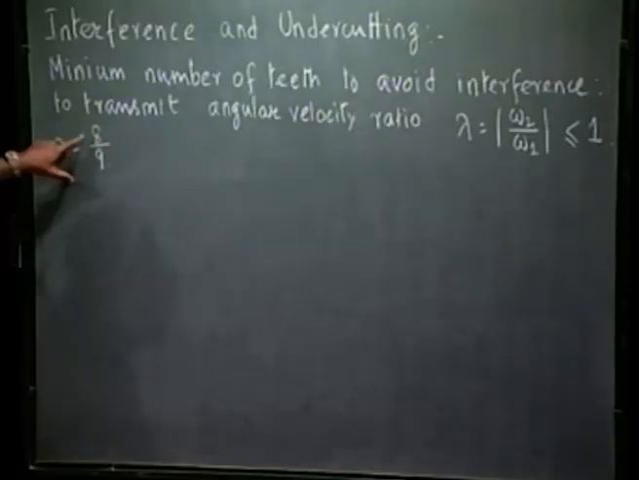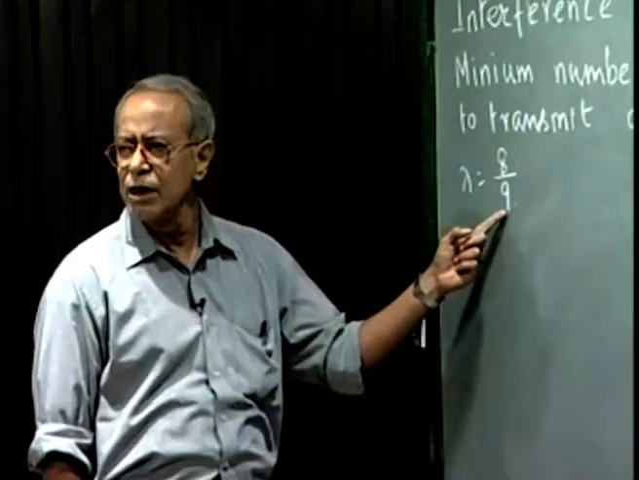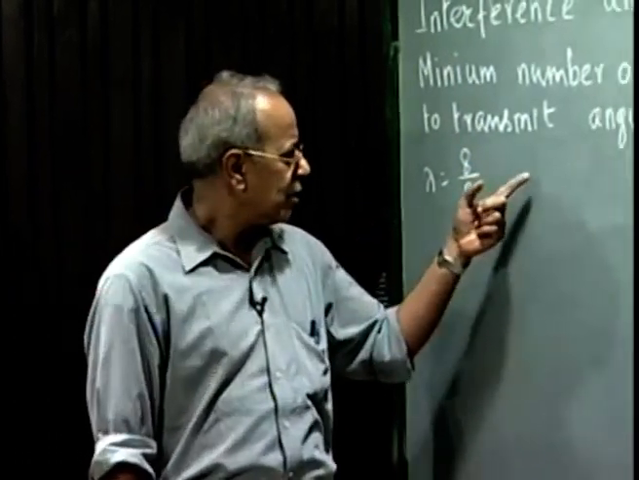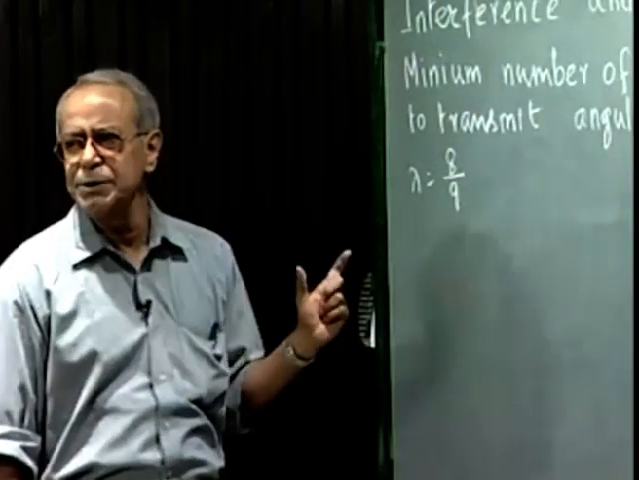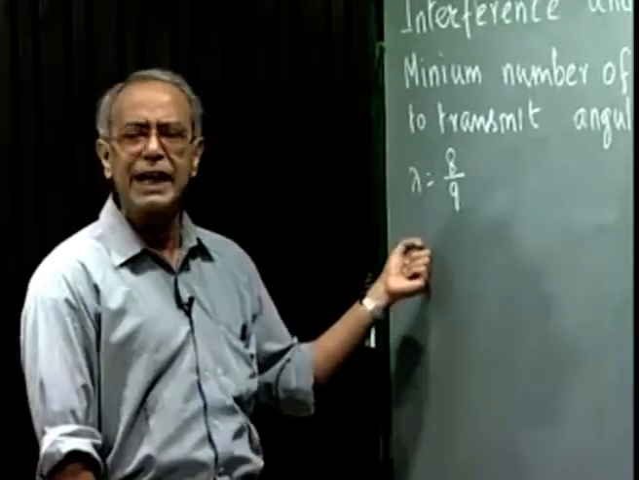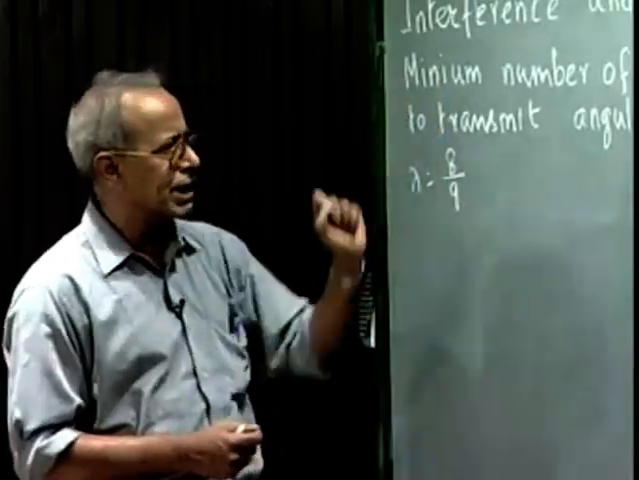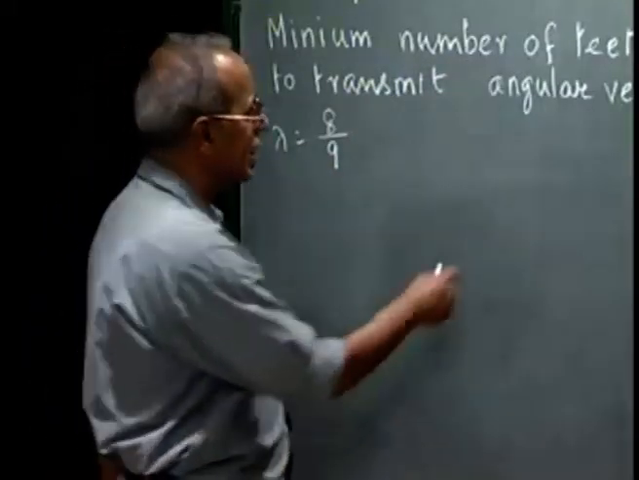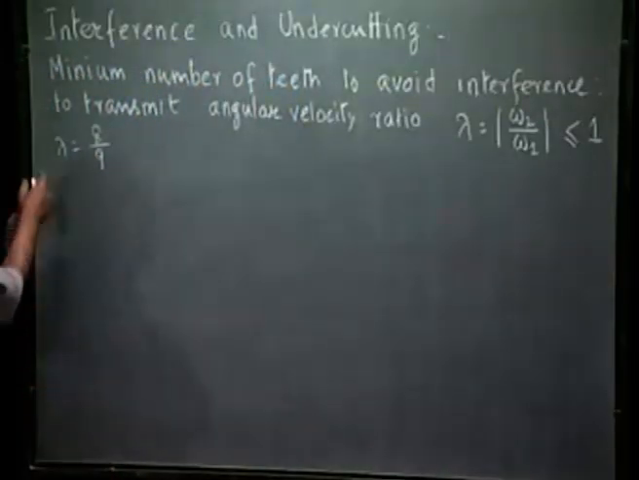Now to transmit an angular velocity ratio of 8 by 9, I can have 16 and 18 teeth, or 24 and 27 teeth, or 32 and 36 teeth. The question is, what must be the minimum number of teeth to transmit an angular velocity ratio of 8 by 9? Can I use 8 and 9 teeth to transmit a constant angular velocity ratio of 8 by 9? That is the question we are trying to answer. What is the minimum number of teeth such that interference is avoided while transmitting a particular angular velocity ratio, which is given to us, the value of lambda?